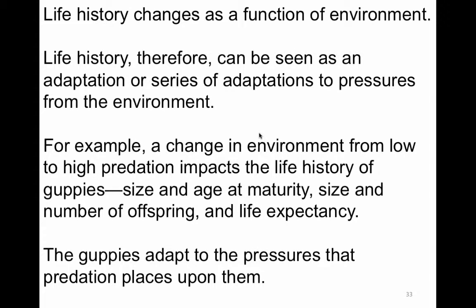Life history changes as a function of environment. Life history, therefore, can be seen as an adaptation or series of adaptations to pressures from the environment. For example, a change in environment from low to high predation impacts the life history of guppies: size and age at maturity, size and number of offspring, and life expectancy. The guppies adapt to the pressures that predation places upon them.